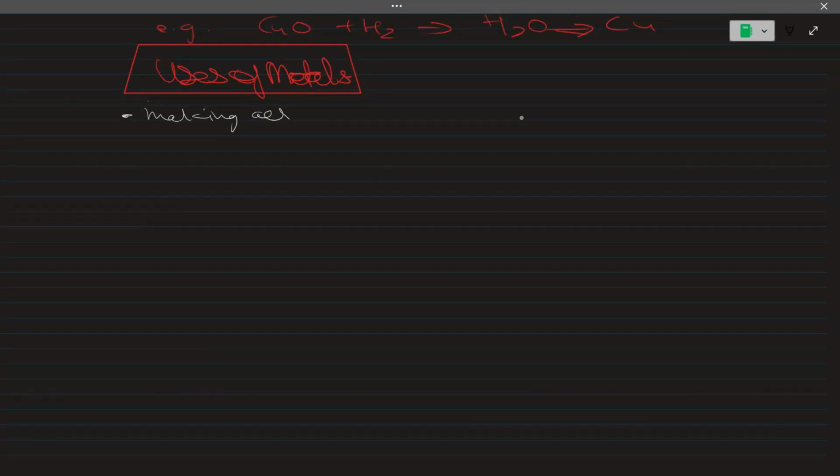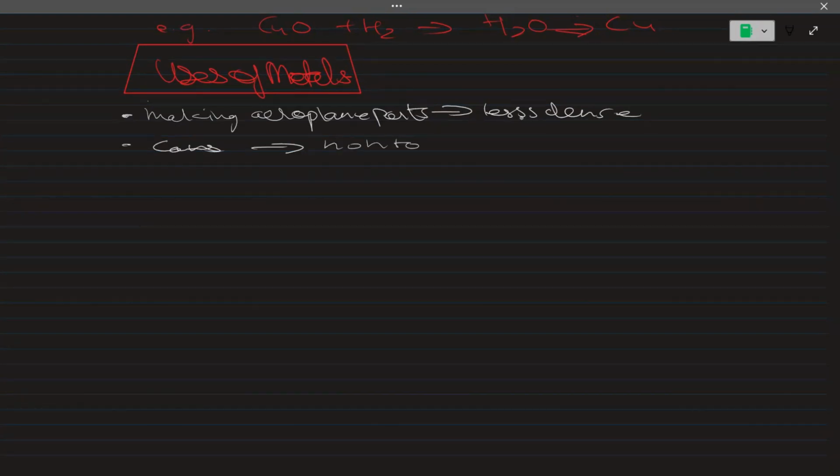Drinking cans. Aeroplane parts, because it's less dense, and cans, because it's non-toxic. That's why we can use it in making cans. Okay, and what else? And in cable making also, because of good conductor.